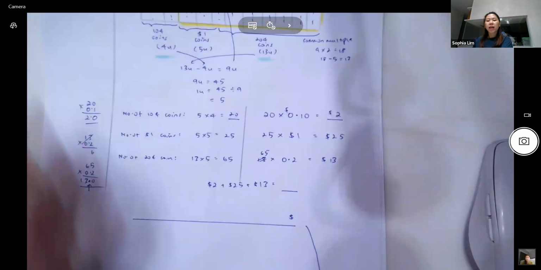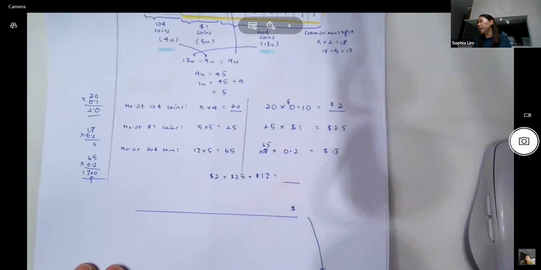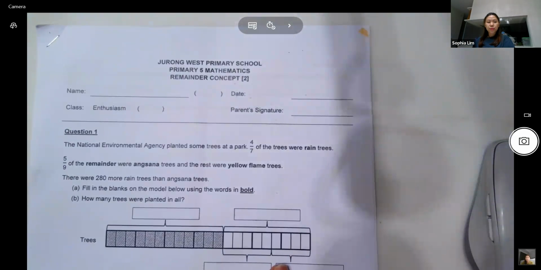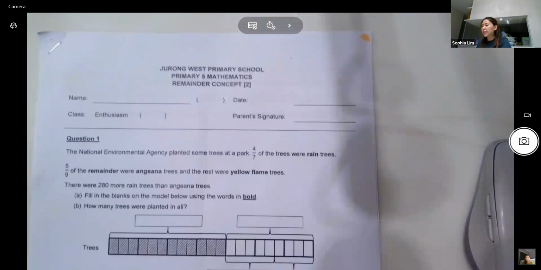Please work it out, okay? I already told you the answer here, but do work it out yourself. That is for remainder concept 1. Okay, you take a small break, you can pause the video, but Mrs. Auyong is going to carry on to remainder concept 2. Remainder concept 2, same thing, just that it requires you to do subdivision. That means you need to find a common multiple. All right, let's get started.